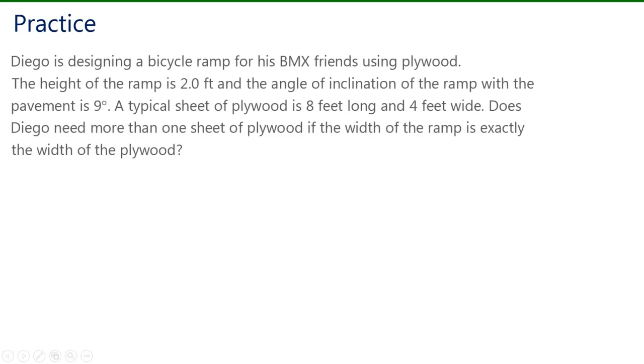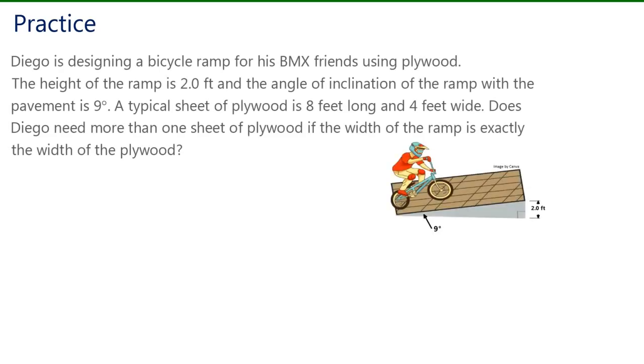Here's some practice. Diego is designing a bicycle ramp for his BMX friends using plywood. The height of the ramp is 2.0 feet and the angle of inclination of the ramp with the pavement is 9 degrees. A typical sheet of plywood is 8 feet long and 4 feet wide. Does Diego need more than one sheet of plywood if the width of the ramp is exactly the width of the plywood? You may wish to hit pause here and try this on your own.